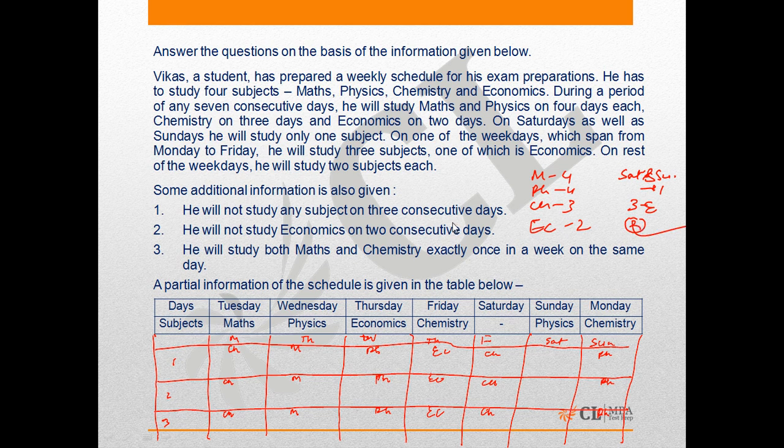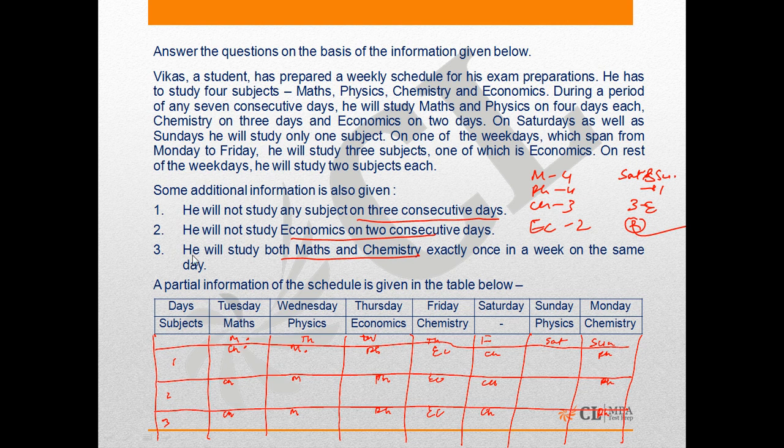And some additional information is also given. He'll not study any subject on 3 consecutive days. And he'll not study economics on 2 consecutive days. He'll study both maths and chemistry exactly once in a week on the same day. So let's consider the grid in which it is given that he will study chemistry on Monday, maths on Tuesday, physics on Wednesday, economics on Thursday, chemistry on Friday, and there's no info about Saturday, and physics on Sunday.